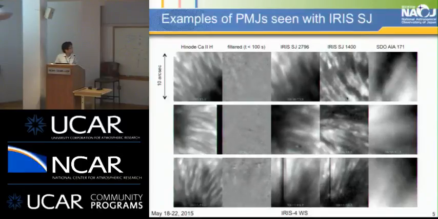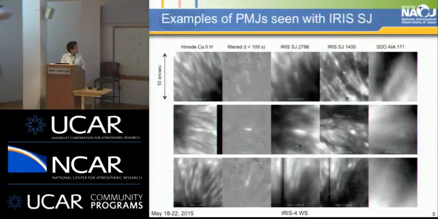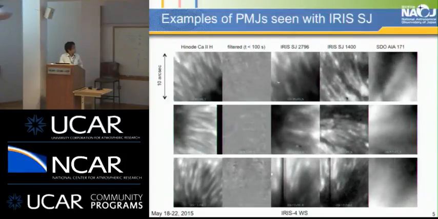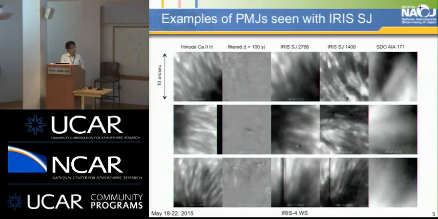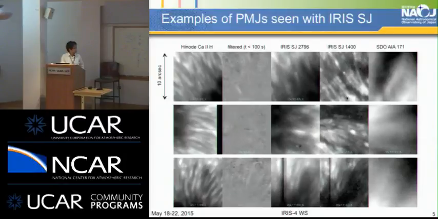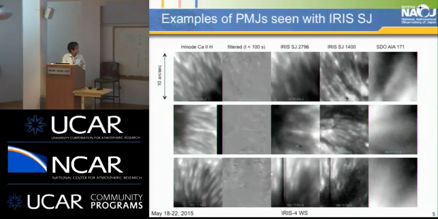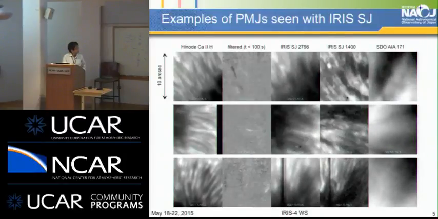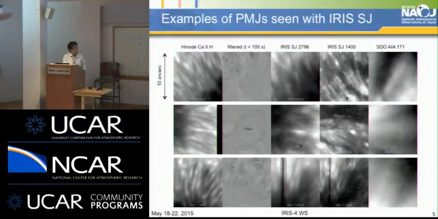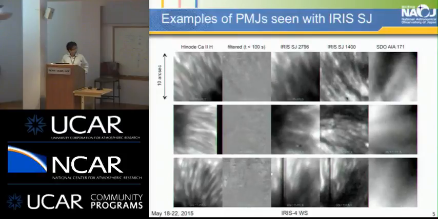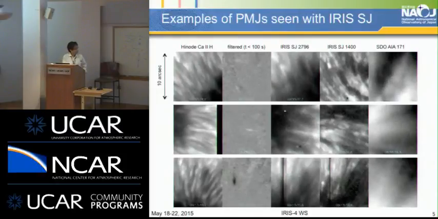Okay, this is some example of the penumbral microjets. And yeah, we can clearly see the penumbral microjet in the Fourier filtered calcium filtergram. And then we found correspondence in the SJI, Mg II to SJI. And we can see the bright dots associated with penumbral microjets in the Si IV line.